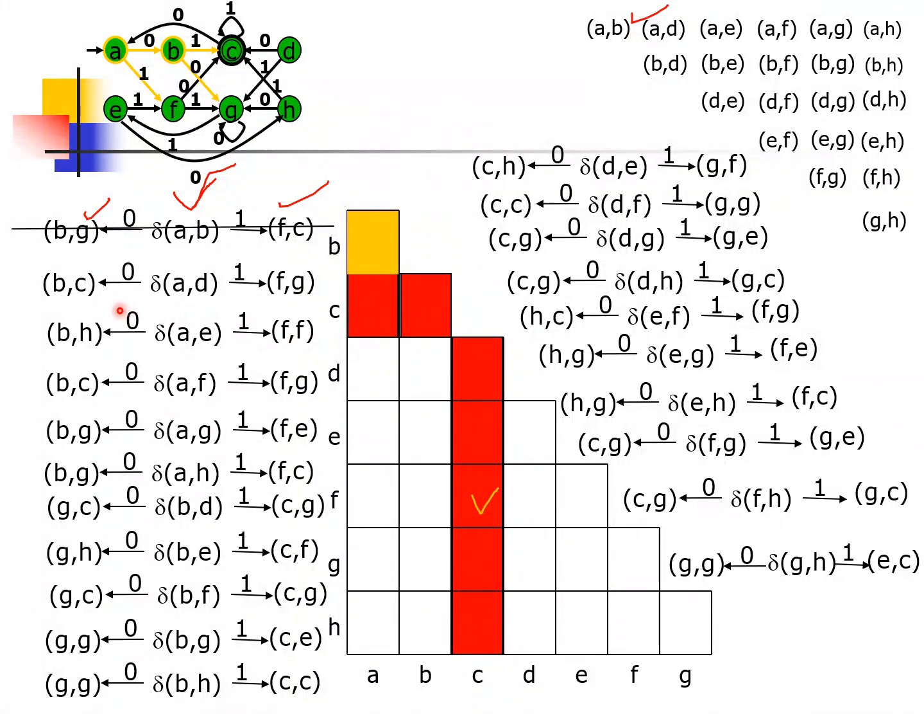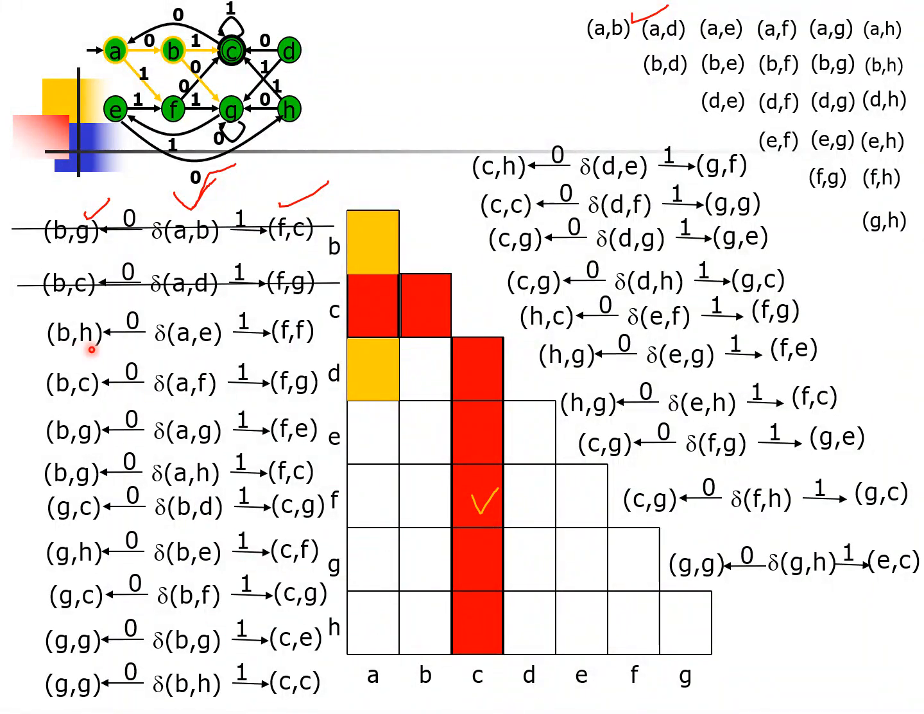Similarly, go to the next pair of states, AD. What are the resultant states? BC. BC is already marked by red color because C is final and B is non-final. Then you have to mark it if any one of the pair, need not be both pairs of states, either BC or FG, any one of them is already marked by red color. Then you have to mark AD. So then you can mark AD by yellow color.